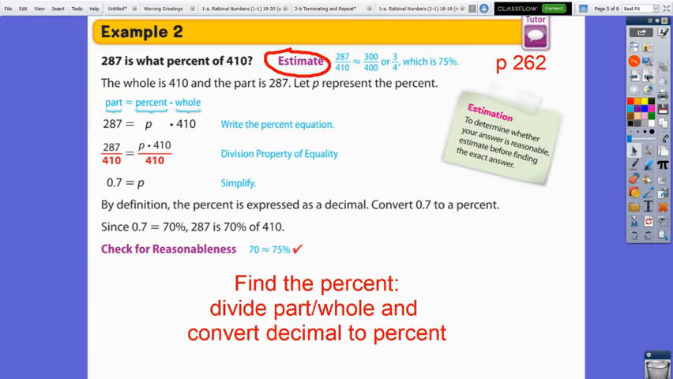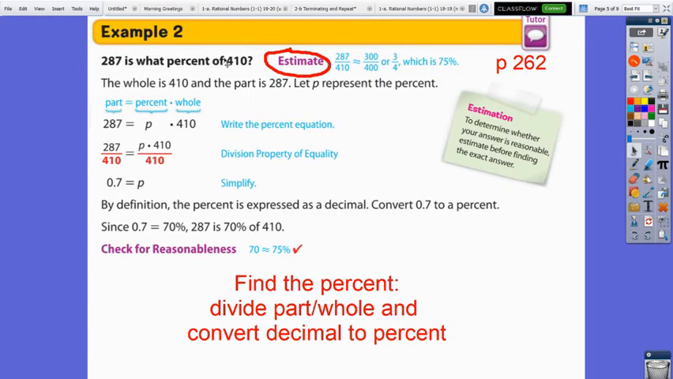finding the percent. So you're given the part and the whole, and what's the percent? This is like your grade calculations. 287 is what percent of 410? So let's say this was a test and you scored 287 points out of a possible 410 points. What is your score as a percent? 300 over 400, about 75%, right?